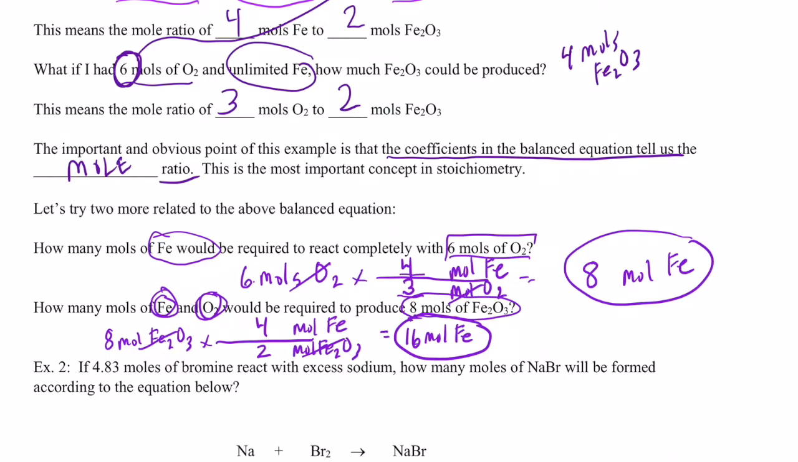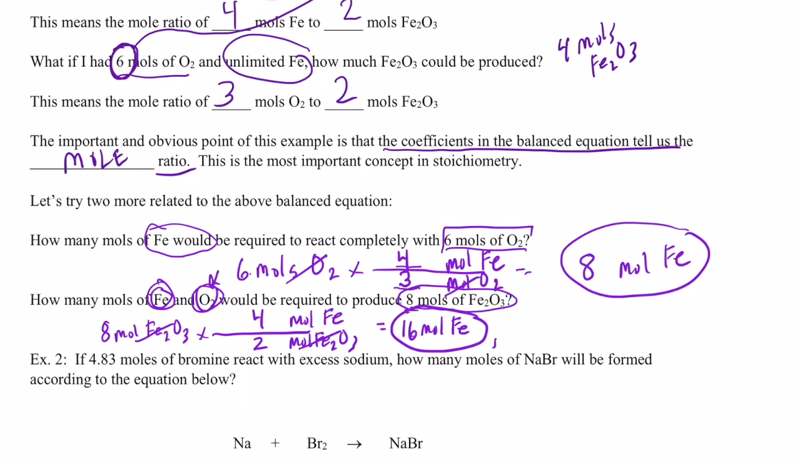Now we're not done, because I also asked about the amount of oxygen that's needed. So let's do it again. This time we'll do it for oxygen. So I want to make 8 moles of Fe2O3, put moles of Fe2O3 on the bottom, and this time we're going to hop into moles of O2.